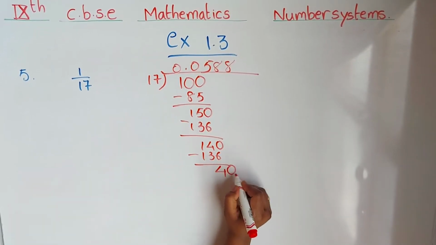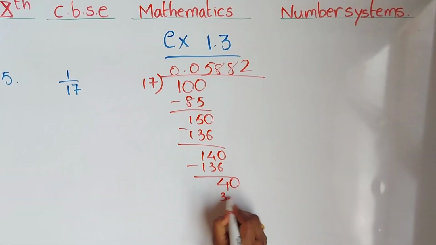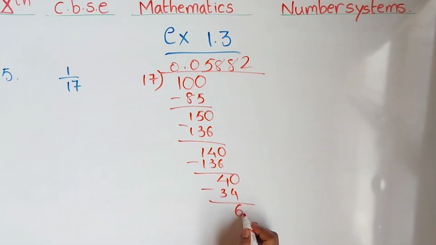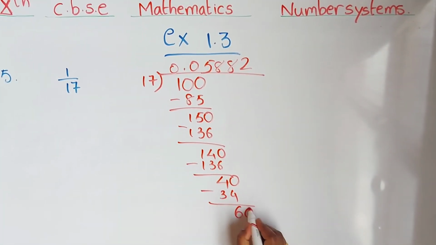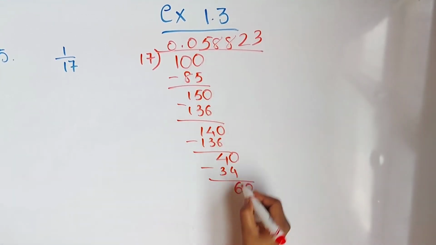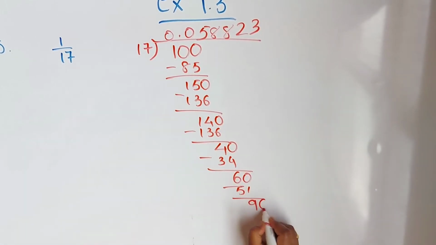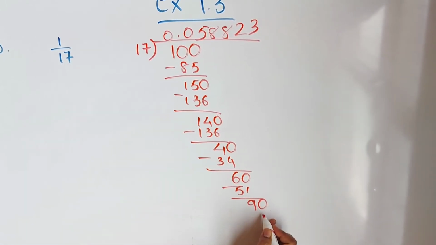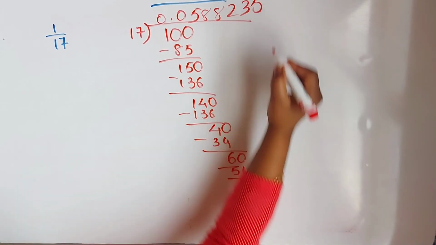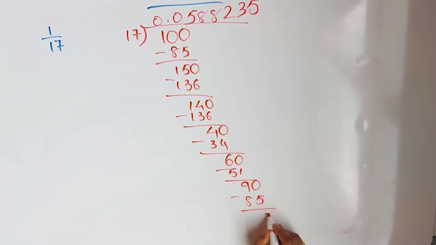The point is there, so I am writing 0. 17 2s are 34. Now the remainder is 6. The point is there, I am writing 0 here. 17 3s are, children, 51. Now the remainder is 9. The point is there, I am writing 0. 17 5s are, children, 85. Now the remainder is 5.